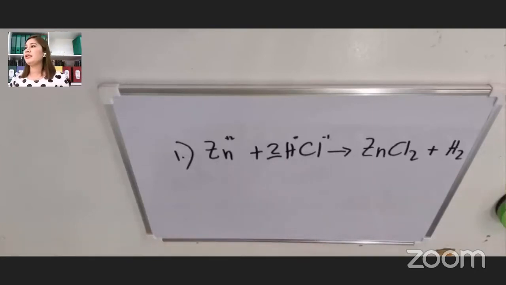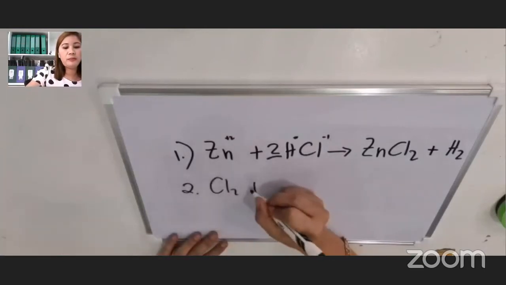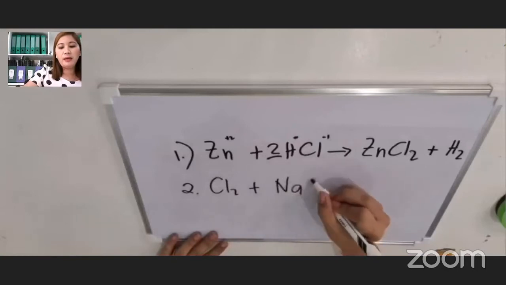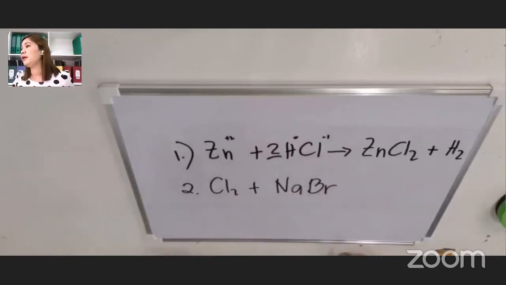Okay. How about the next example? Ano yung pangalawa? Chlorine plus sodium bromide. Okay. Cl2 plus Na. NaBr ba yun? Or Na2Br? Na2Br. That's Na2Br. Okay.